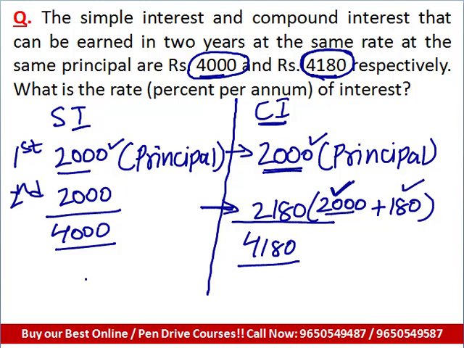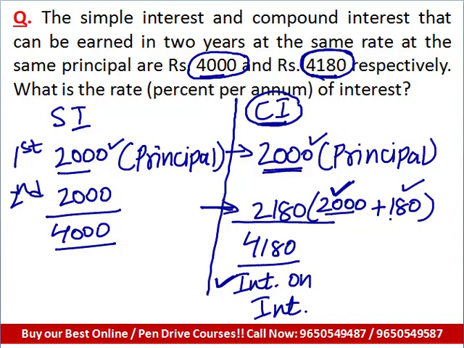180 is nothing but the interest on interest which I was talking about. Interest on interest is the additional component in case of CI. So in case of CI, what is the additional component? Nothing but interest on interest. So what was the interest earned in the previous year? Interest earned in the first year was 2000 rupees.